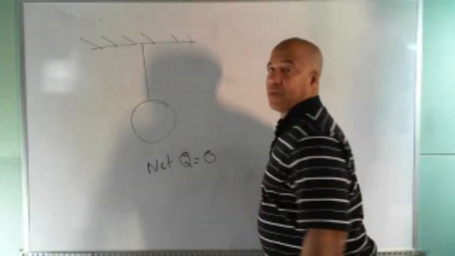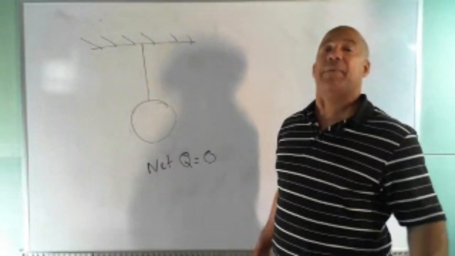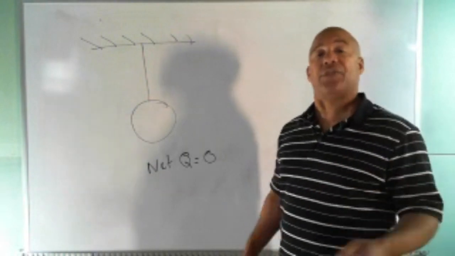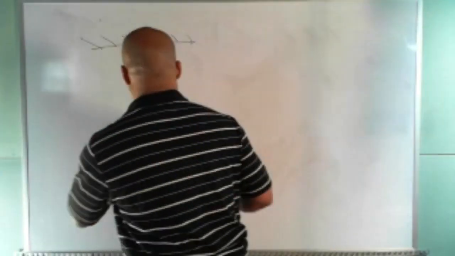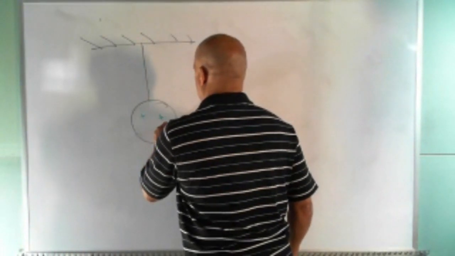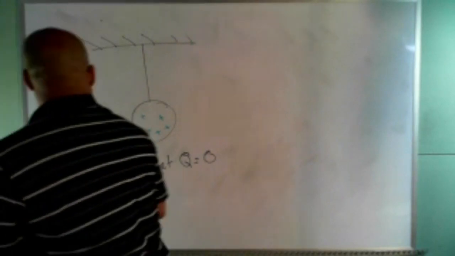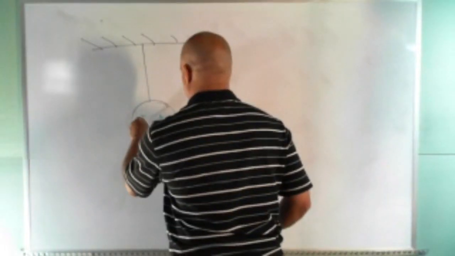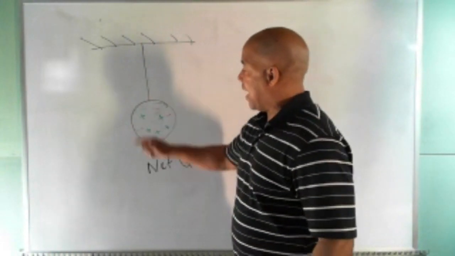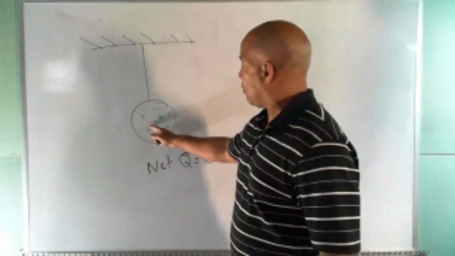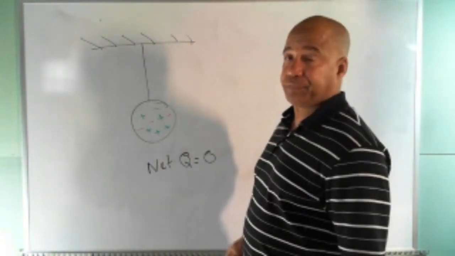is 0. Well, if the net charge is 0, that doesn't mean it doesn't have any charge on it. That means it has the same number of plus and minus charges. So let me draw some plus charge in there, and some negative charge in there. You can see I have 1, 2, 3, 4, 5 positive charges and 1, 2, 3, 4, 5 negative charges. So the net charge on the sphere is 0.